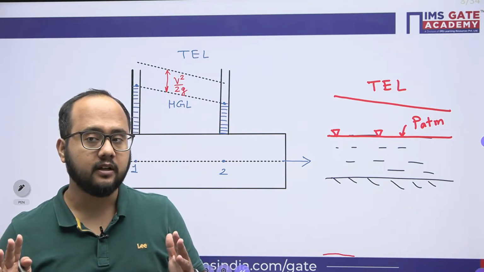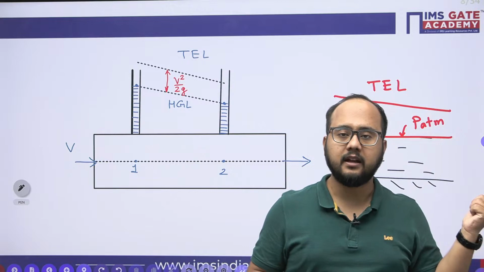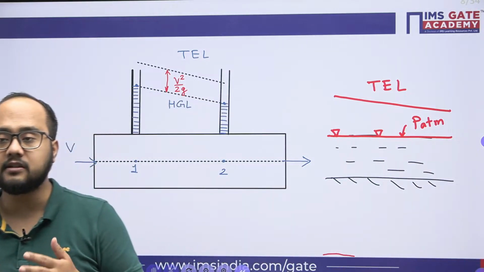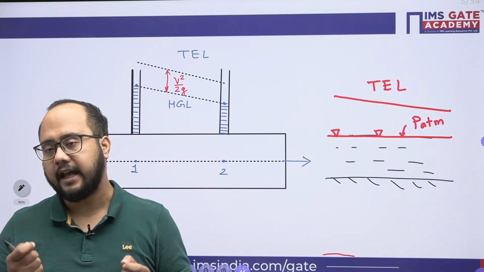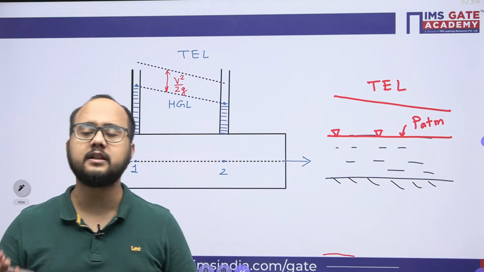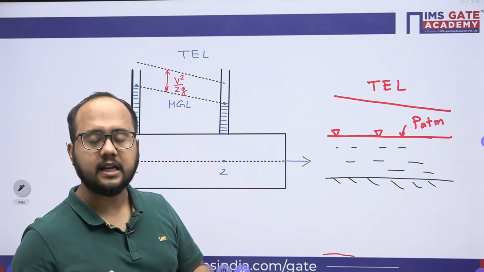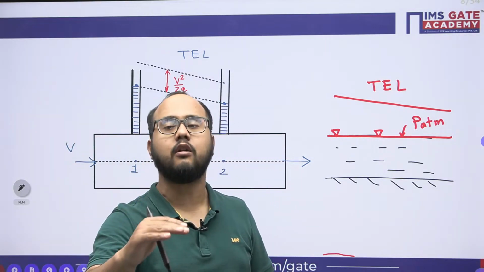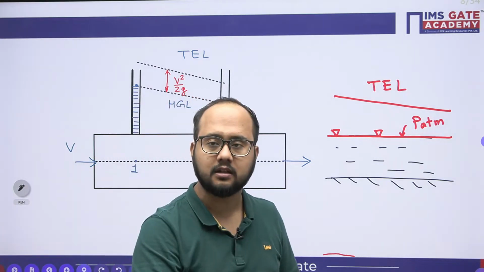Are you getting the point? Very, very interesting point here. If TL and HGL intersect, what is going to happen? The kinetic head will become 0. Kinetic head becoming 0 basically means the velocity is 0, and if velocity is 0, the flow has stopped. So in the case of open channel flow, wherever the fluid surface is, at that location only you will have the HGL. Okay, because it is not a pressurized system.